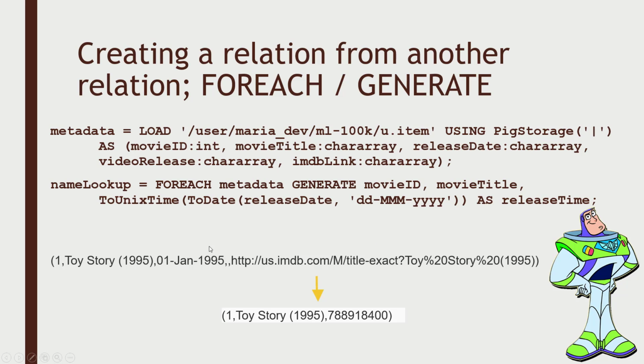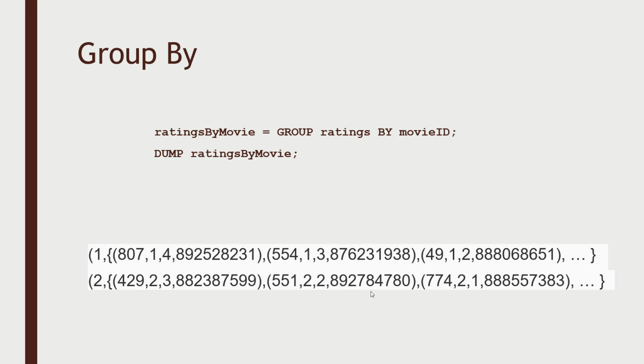So we now have a new nameLookup relation. And you can probably see where we're going with this. This is going to give us the ability to join this relation with something else to actually figure out the names of given movie IDs when we're done. And their release dates. All right, so the next thing we need to do is figure out all the ratings associated with each individual movie, because we need to figure out the average rating of each movie somehow. And that's what group by does. So we can say we're going to create a new relation called ratings by movie. It's going to be able to group ratings by movie ID.